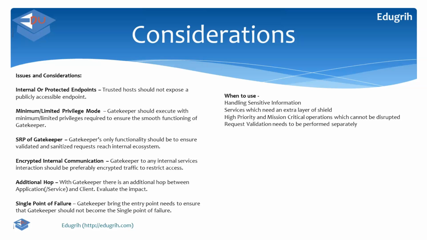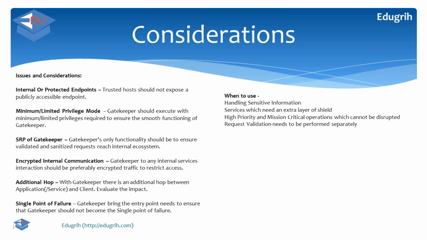Encrypted internal communications. Gatekeeper to any internal service interaction should preferably be over encrypted traffic to restrict access. In the cloud world, even these internal services are actually on the cloud. So there's a potential of a breach, and in that case, if internal communications are not over an encrypted channel, there's a possibility of the internal communications getting exposed to the attackers, and then the system getting compromised.